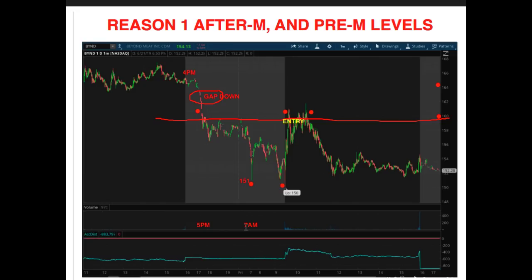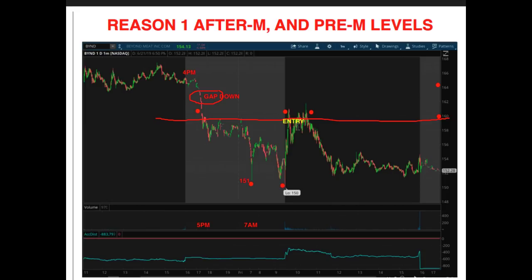Now, as you can see, there were two levels. This level, we got the 160 from the gap down after hours. This level of 151, 150, we got from the pre-market trading session. So the ideal entry was this. That's when we sent out the message saying, hey, buy 160, 165 puts in BYD.